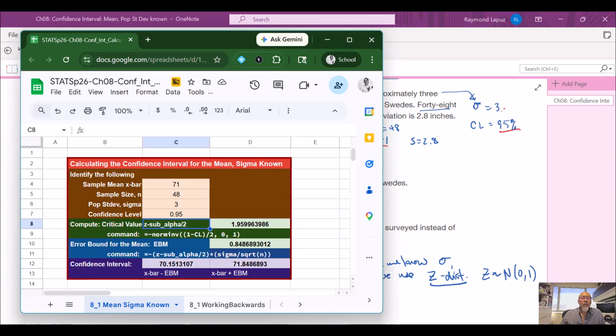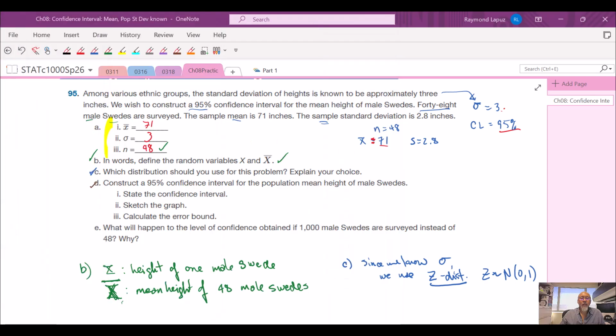First of all, the critical Z value is given here, which they didn't ask for, but if we need to write it, it's rounded off to the nearest 3 decimal places. That's 1.9599, so I'll go 1.96. Let's write that down. Not needed, but let's write it down anyways.